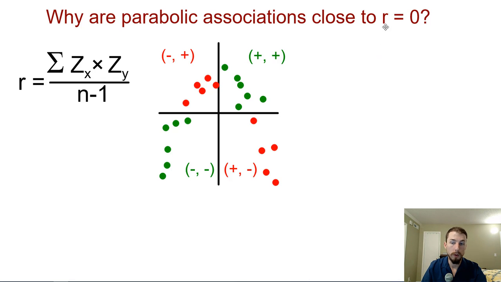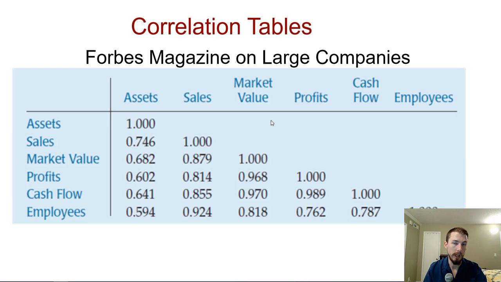So the correlation coefficient does not measure the strength of any association, only linear associations. And that's why you have to check the scatter plot before we calculate the correlation coefficient.